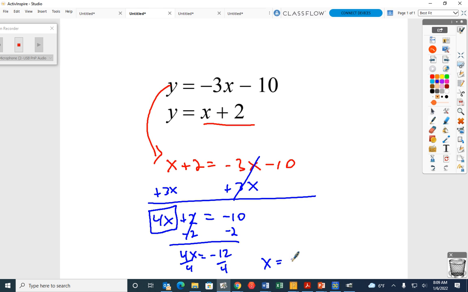Negative 3. And again, all systems of equations are going to be in what format? Your solution set is going to be an ordered pair. So I'm going to have an x and a y.